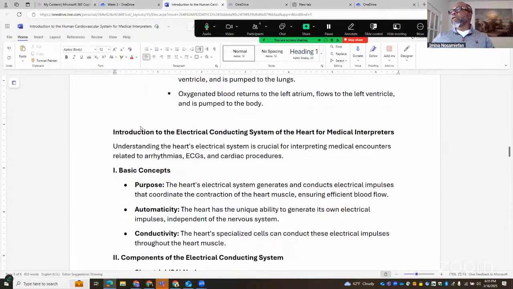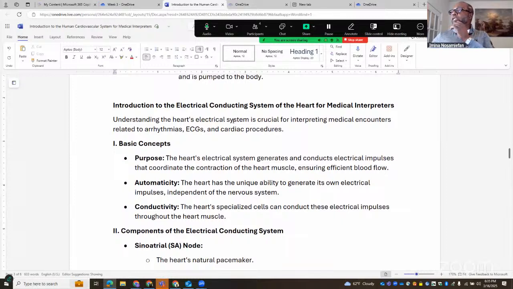Okay, so understanding the heart's electrical system is crucial for medical encounters related to arrhythmias, ECGs, and cardiac procedures. So the basic concept is this: the heart's electrical system generates and conducts electrical impulses that coordinate the contraction of heart muscle, ensuring efficient blood flow.